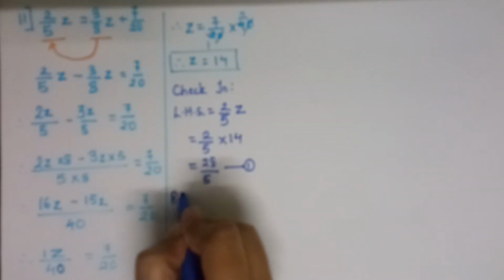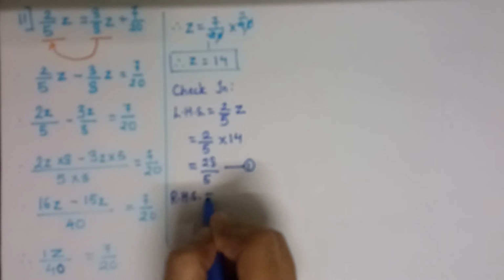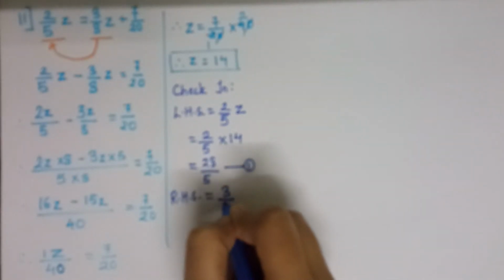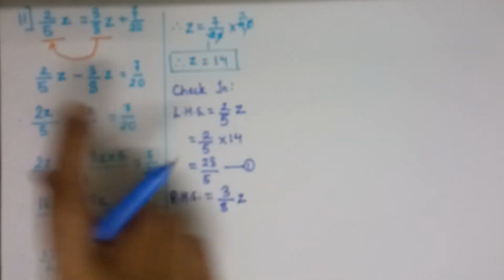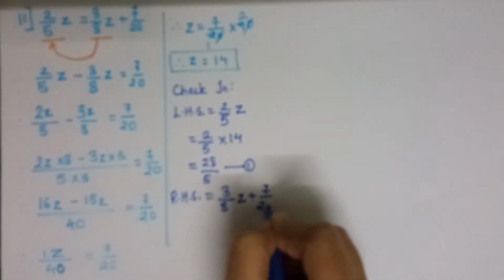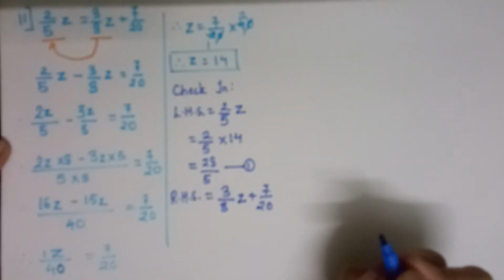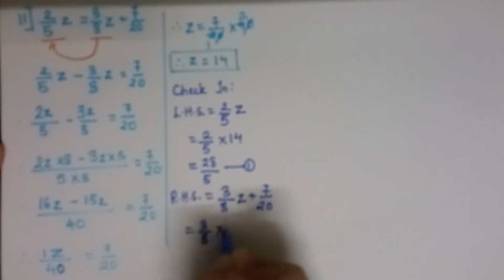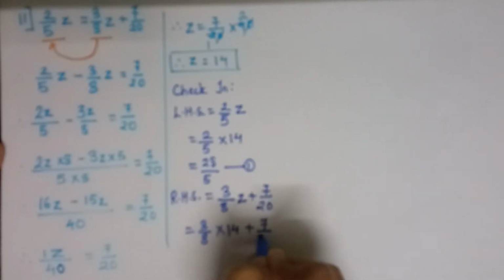Let us start with the right hand side. If we get 28 by 5 on the right hand side also, then we can say our answer is correct. So on the right hand side we have 3 by 8z plus 7 by 20. Now 3 upon 8 multiplied by z, what is the value of z? 14, plus 7 upon 20.